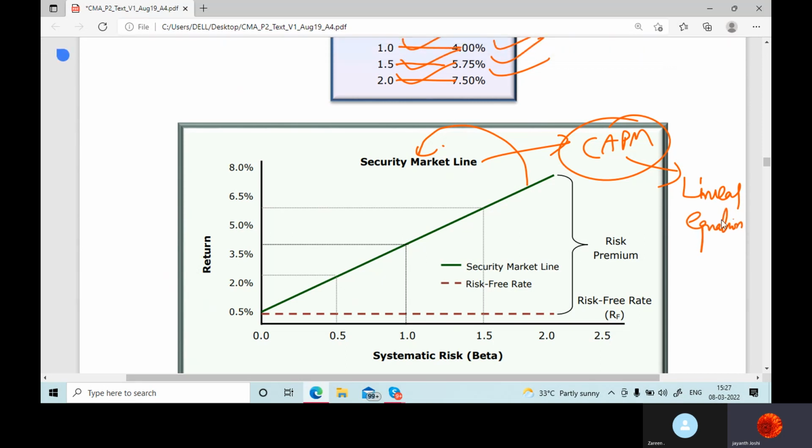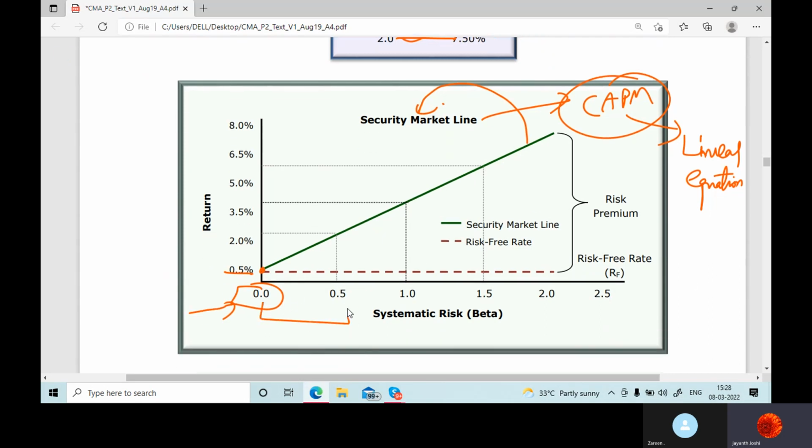A linear equation gives you the perfect combination of risk and return. That means for no risk at all, which is the risk-free rate, there is this return you're getting. When you increase your risk from 0 to 0.5, the return you're getting is this.